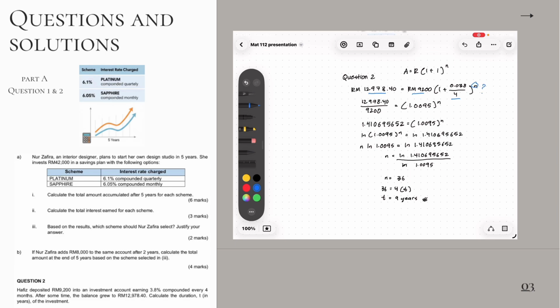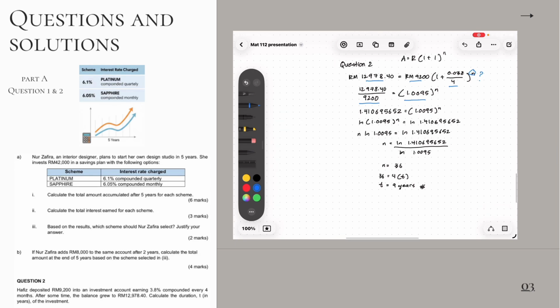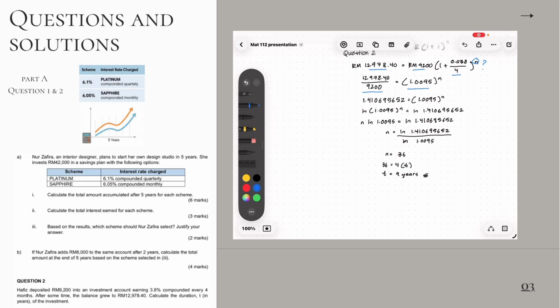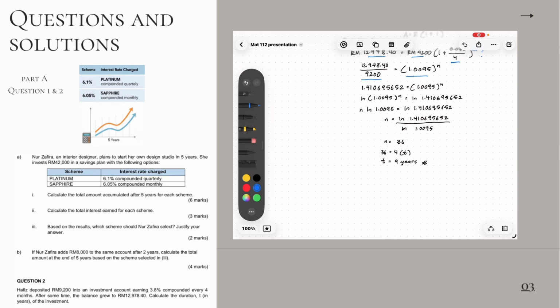So you take 12,978.40 divided by 9,200, over the amount from the bracket, which is 1.0095. After that, you will get the amount we divided, which is 1.4106 and so on, equals 1.0095 to the power n. For this next step, we have to use ln. So we put ln 1.0095 to the power n equals ln 1.4106. After this, it's just straightforward. Just put it in the calculator and you will get 36. For the 36, divide by 4 and you will get 9 years.